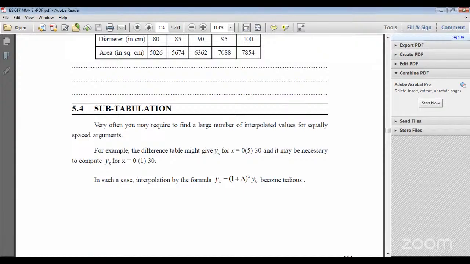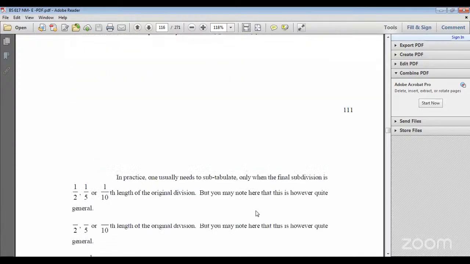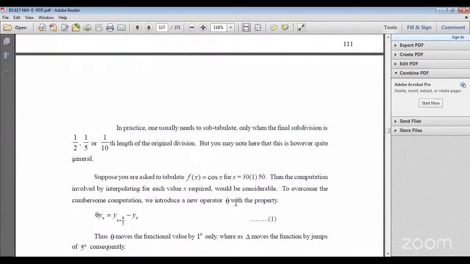In subtabulation, we are doing here, very often required in subtabulation. X is equal to 0 to 50 will be necessary and complete interpolation. Y of x is equal to 1 plus nabla whole power x into y naught, we are taking here. In practice, one usually needs to subtabulate the final subdivision 1 by 2, 1 by 5, 1 by 10. We are taking here by the length of the original division. We note that the however required is general.